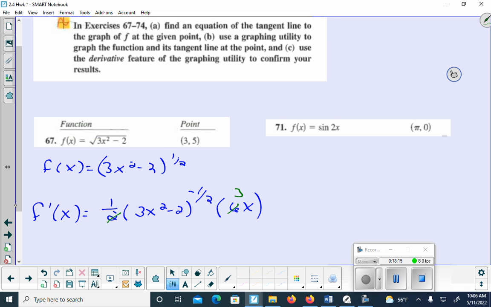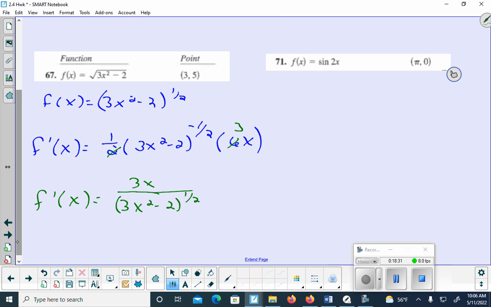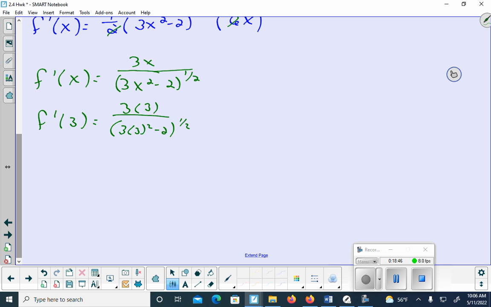So I end up with 3 over 3x squared minus 2 to the 1/2. And so this will find the slope of the tangent line. I have the point on the tangent line. So now I need to find the slope at that 3. So 3 times 3 over 3 times 3 squared minus 2. So that's 27, so that ends up being 5, right? 9/5. So that's your slope.